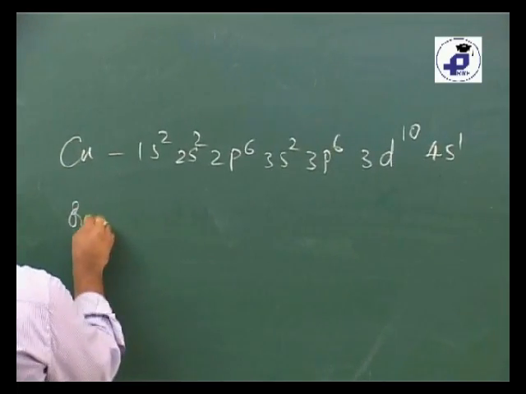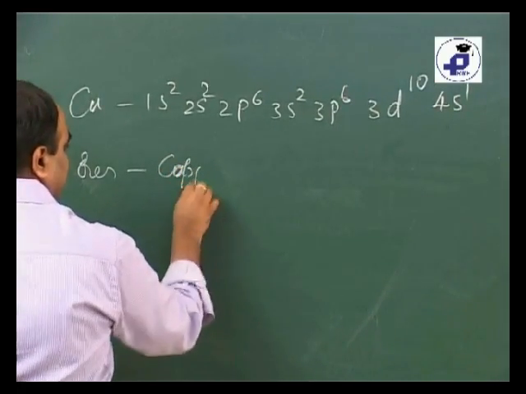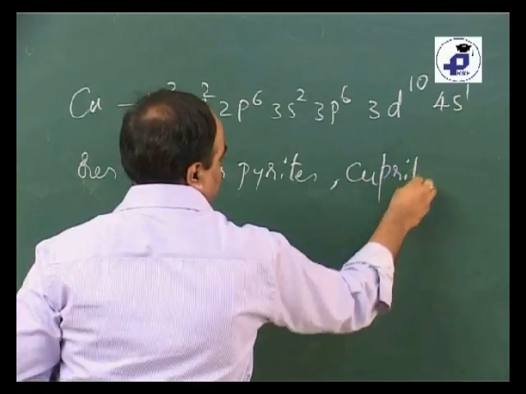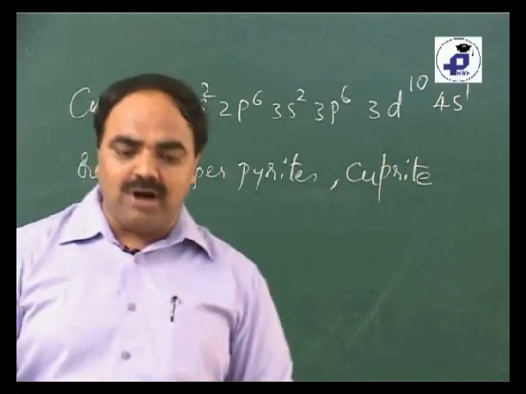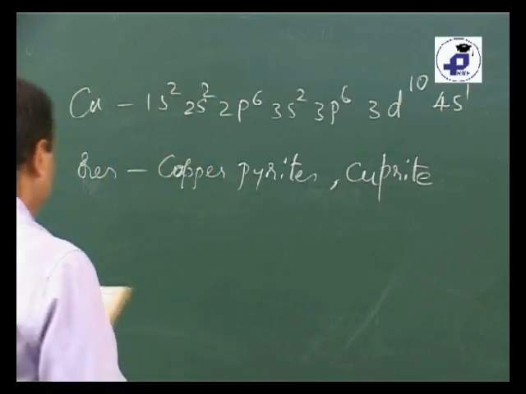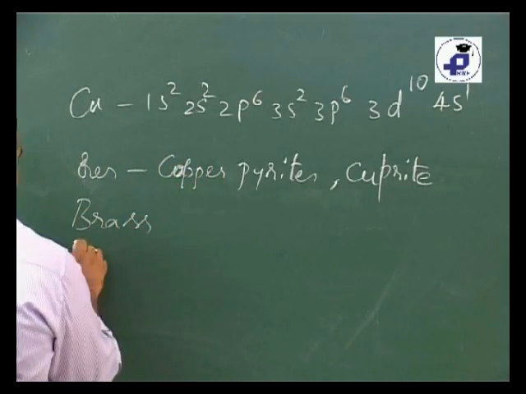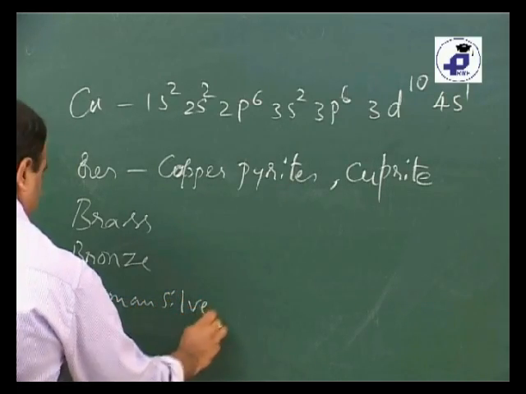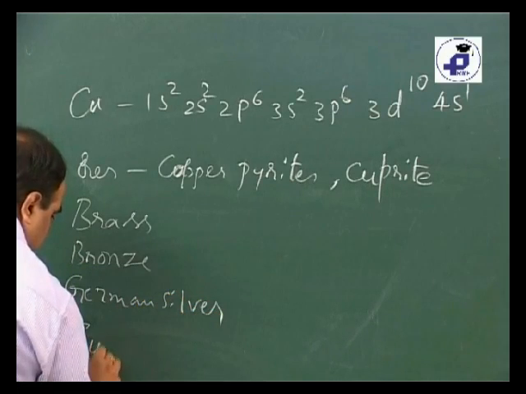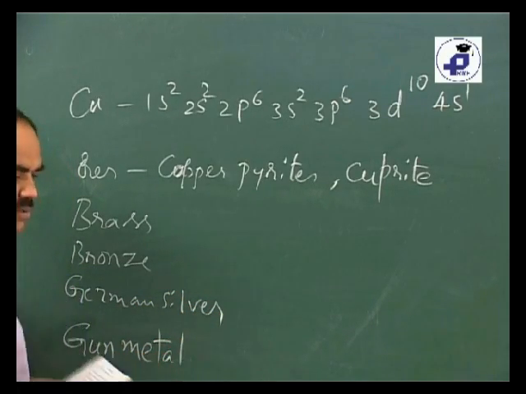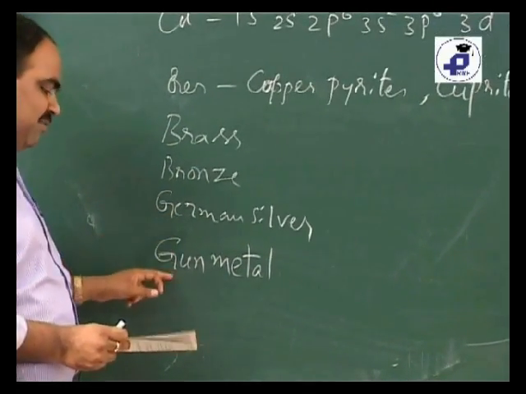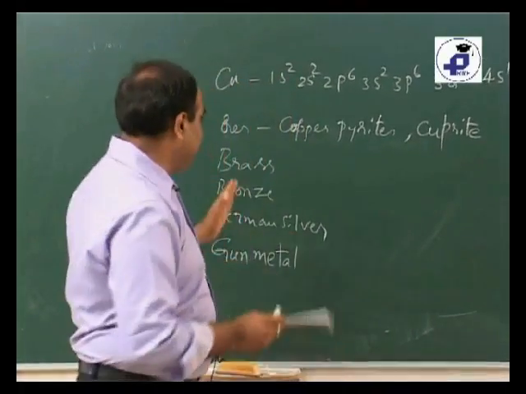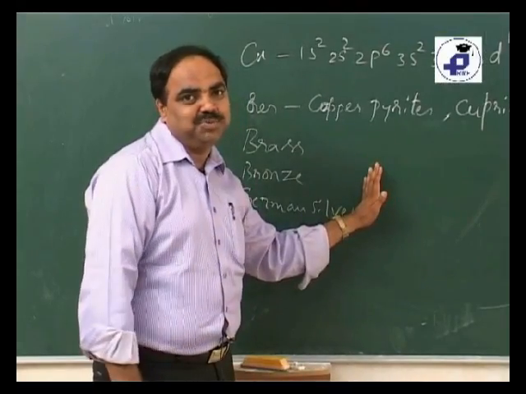Ores of copper: copper pyrites, cuprite. These are the ores of copper. Alloys of copper: brass, bronze, German silver, gunmetal. Brass, bronze, German silver, gunmetal. These are the alloys of copper. I would suggest you break these and identify their components. A home assignment to you people here.